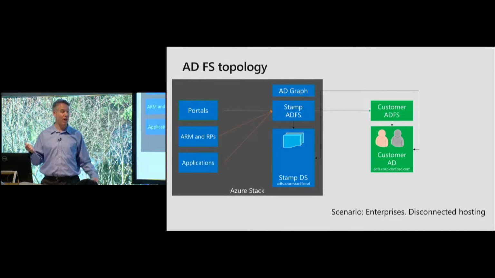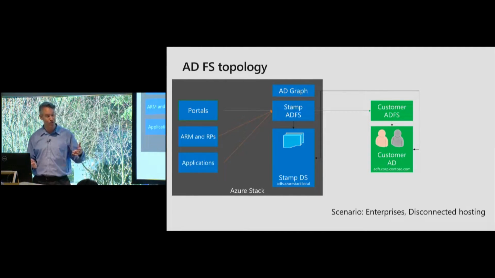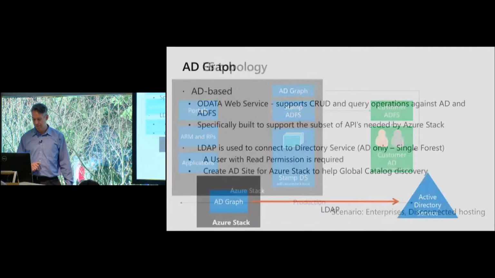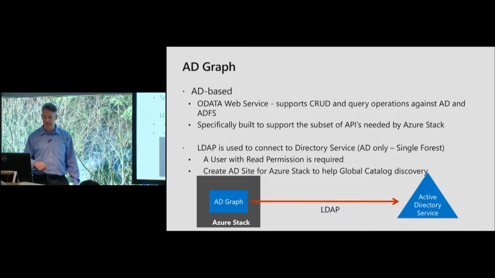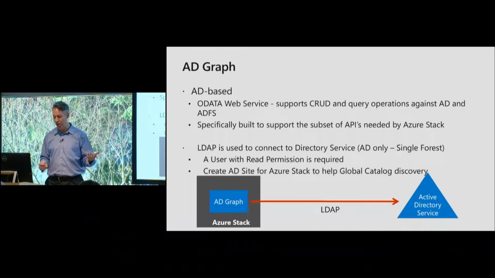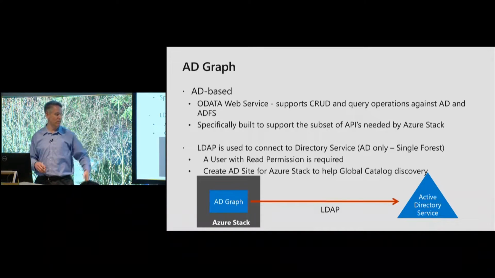ADFS is available for either connected or disconnected scenarios. If you are disconnected, you must have an Active Directory accessible to your Azure Stack scale unit to be connected. The way that we connect to the directory is called the AD graph. So it's a web service. It's running inside Azure Stack, this AD graph. All of the identity calls will go through there, and they basically go out and they make an LDAP call to an external directory. So if you're on-premises Active Directory there.